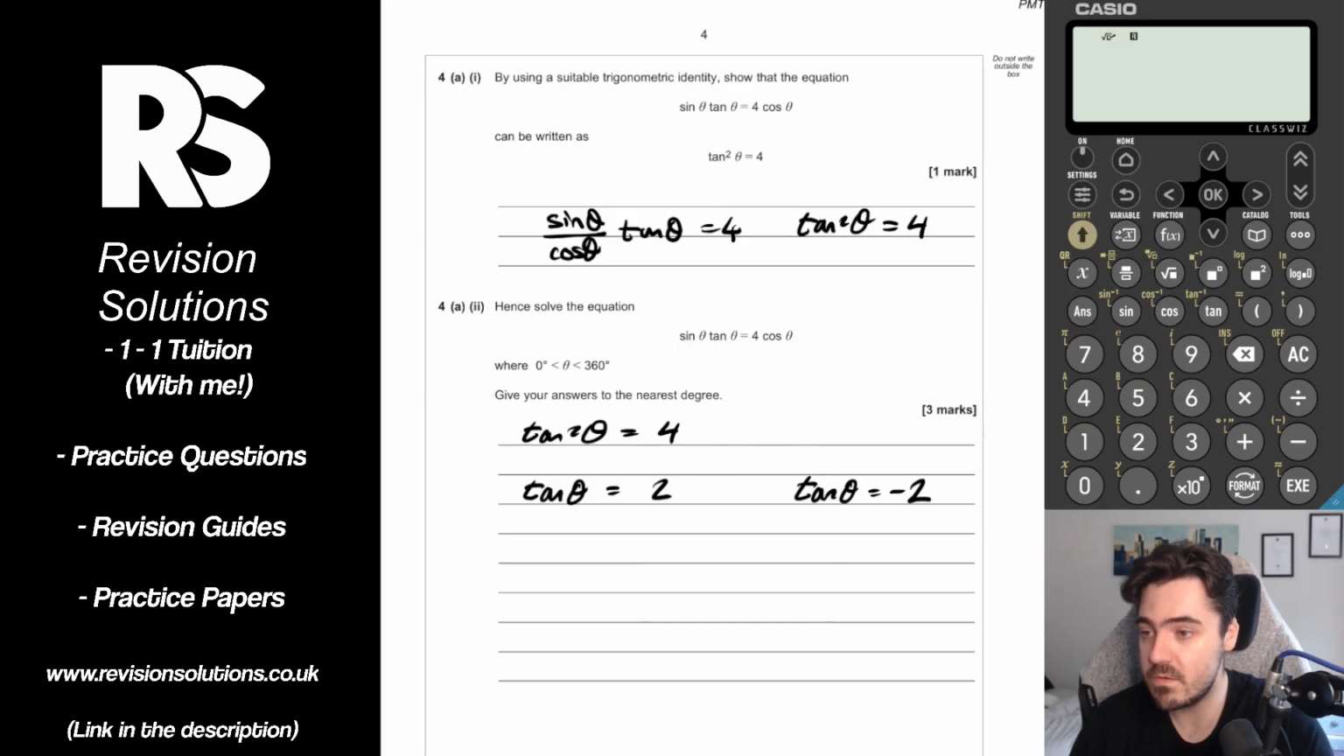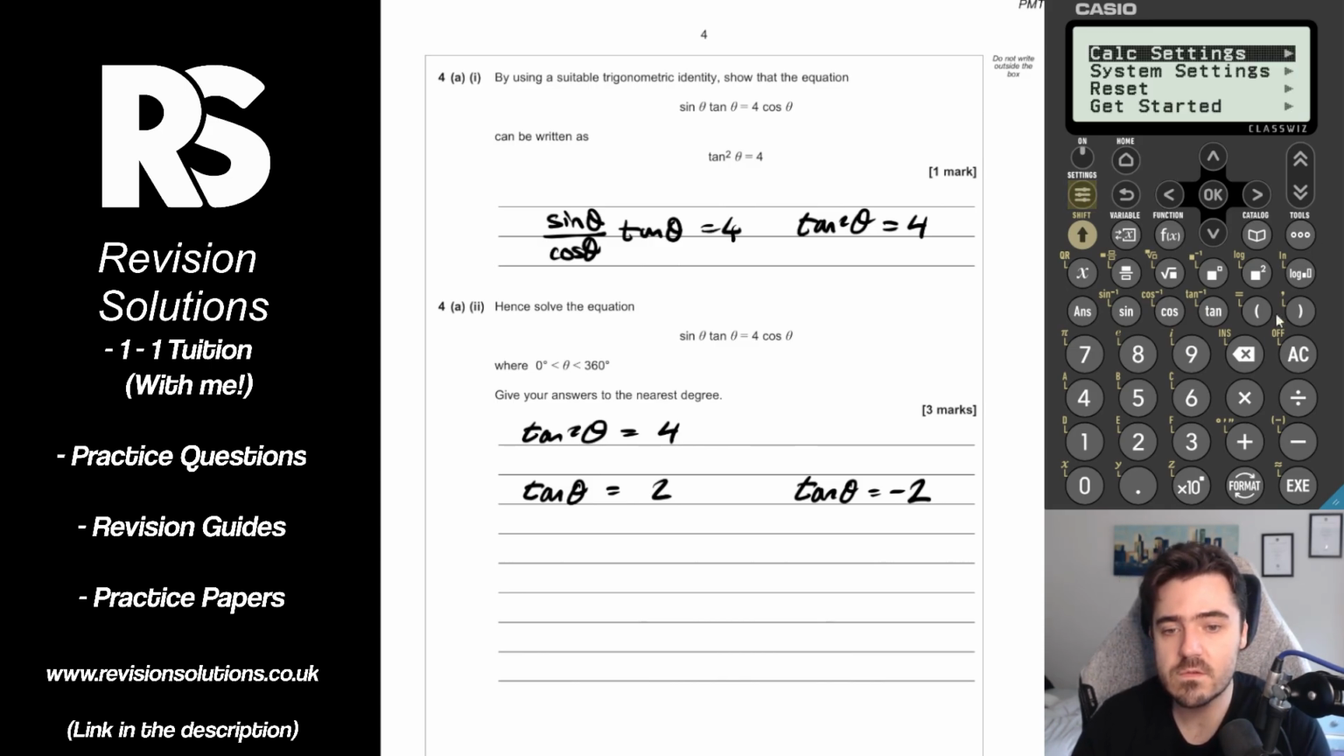Because if we square both 2 and minus 2, we still get the 4. And then to get our solutions now, we're going to need our calculator. So they want it in degrees, so I'll quickly make sure my calculator's in degrees.